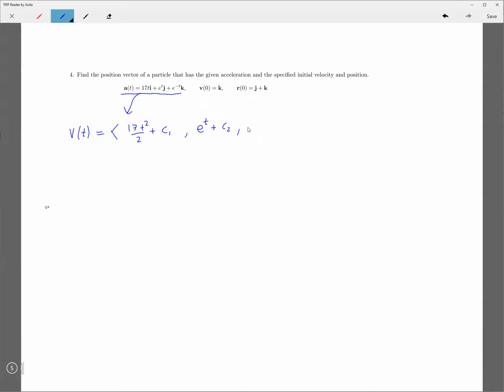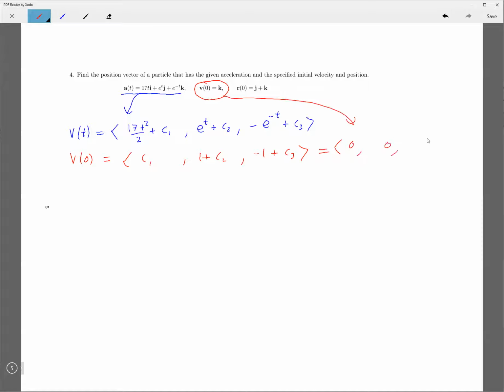And then this one? Negative e to the power of negative t. That's constant. So that's that one. Now, what you do here is you apply this. Okay, so v of 0 is actually just C1. And then this is going to be 1 plus C2. And this is going to be negative 1 plus C3. And then this is 0, 0, K.